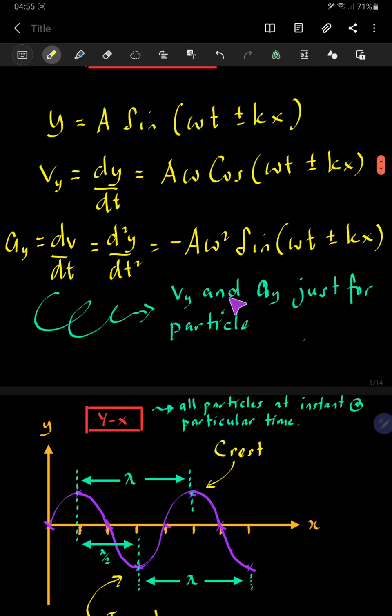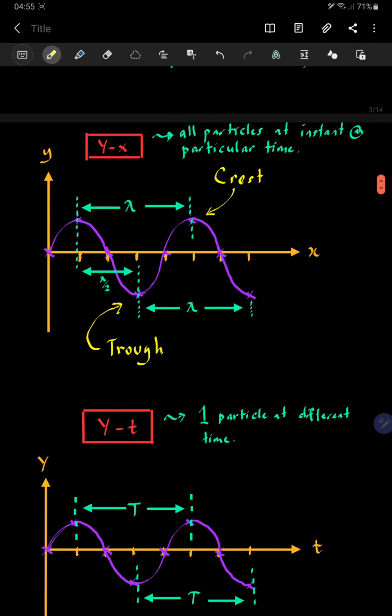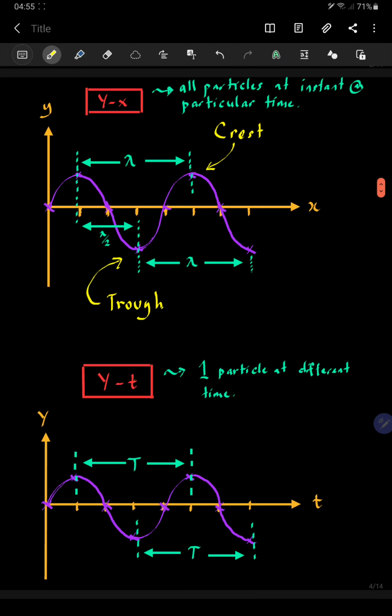Remember, vy and ay are for particles only. In this chapter we have two different graphs, y against x and y against t. So what is the difference between these two graphs? For y against x, we are discussing all particles at an instant, or at a particular time. What does it mean? The graph shows you the displacement of all particles at a particular time.